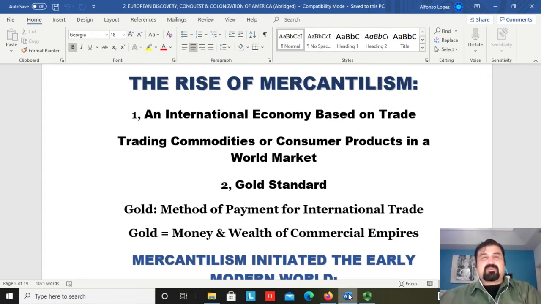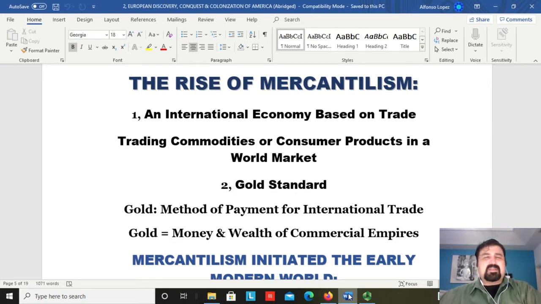I mean, not to the point of what today we would call an interconnected economy. Of course, today we have an international economy. But the first steps towards an international economy, the stepping stones, the initial stages, were established during the 1400s. And back then, people referred to this international economy as mercantilism. Okay, mercantilism. So what is mercantilism?